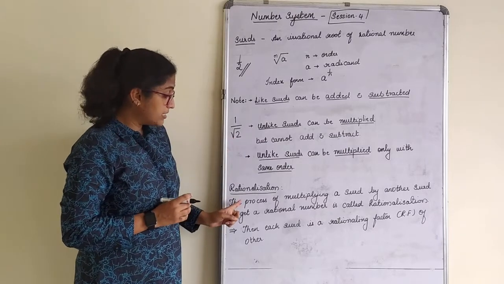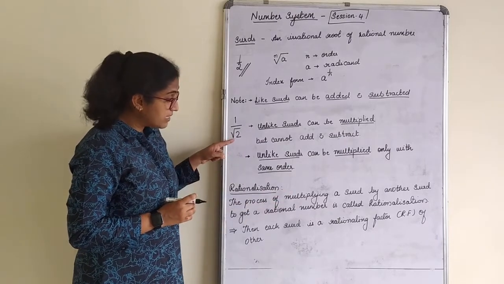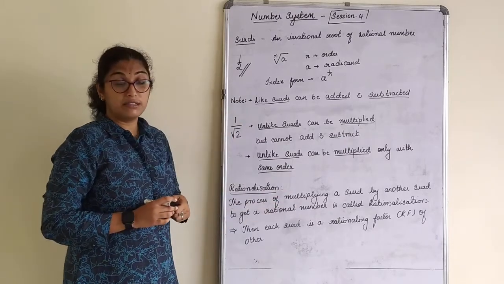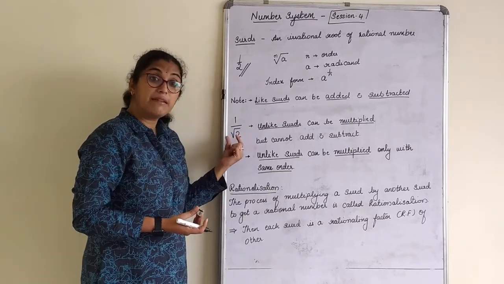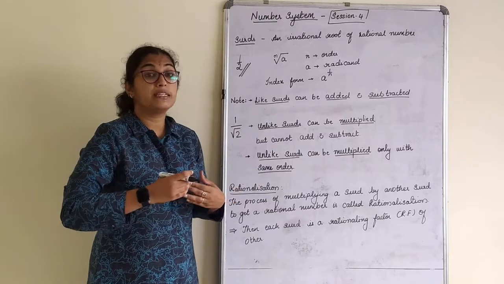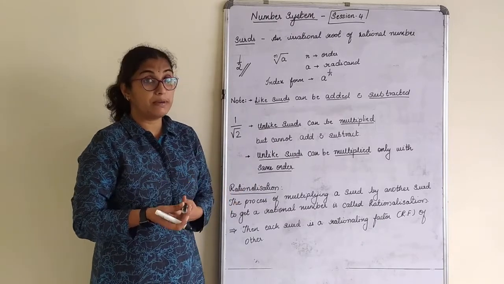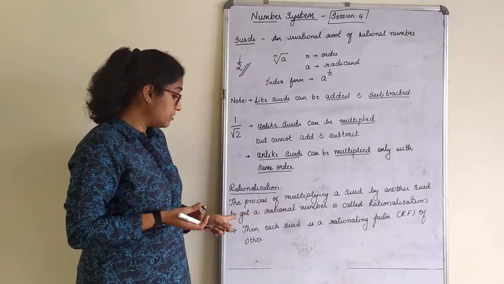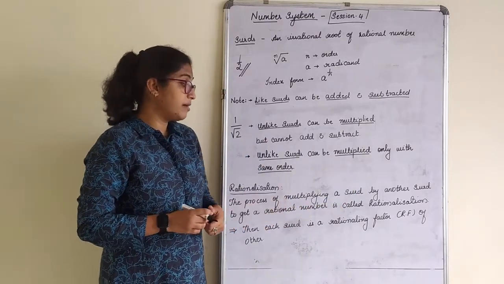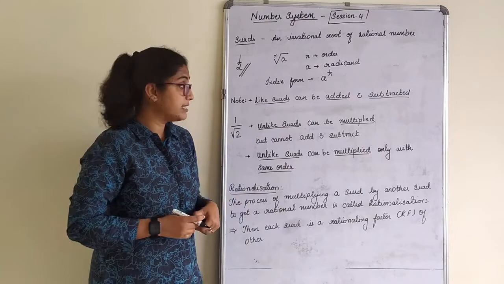We rationalize by the process of multiplying a surd by another surd. Now what is that another surd? Another surd related to the same denominator. It is different when it is a monomial, and different when it is a binomial. So the process of multiplying a surd by another surd to get a rational number is called rationalization.